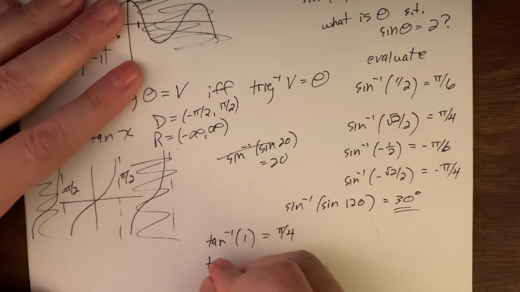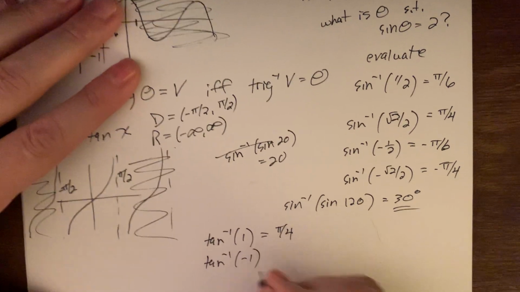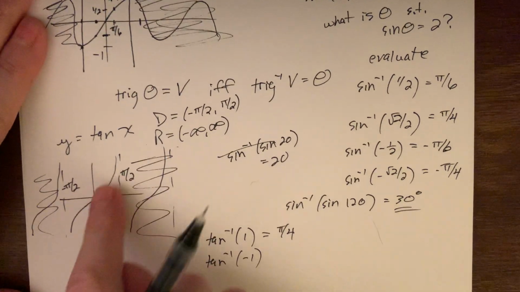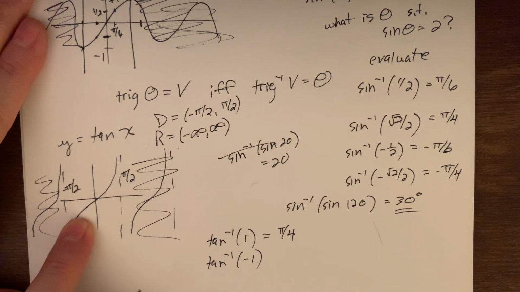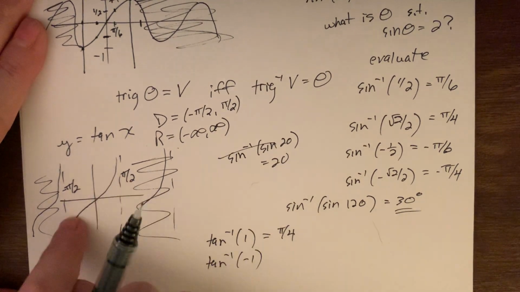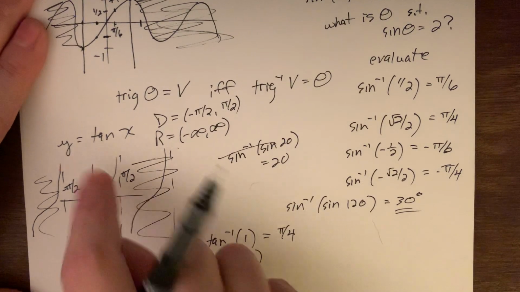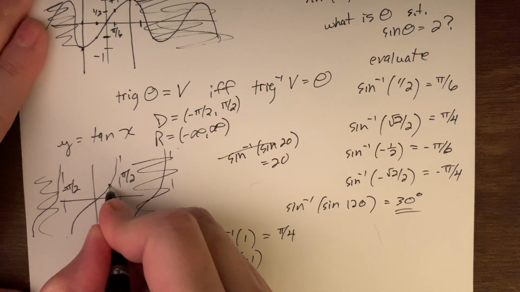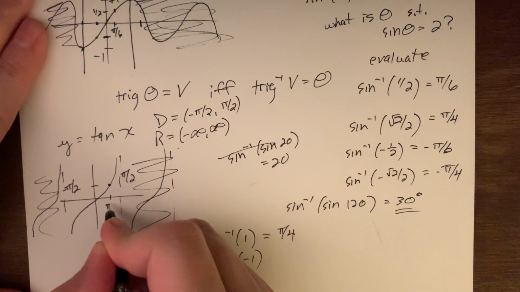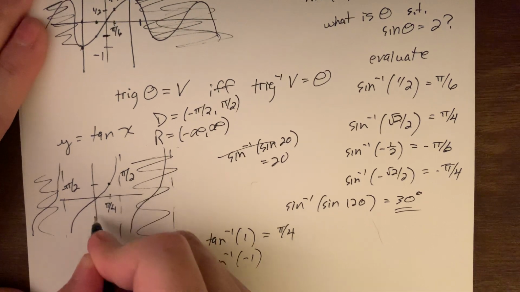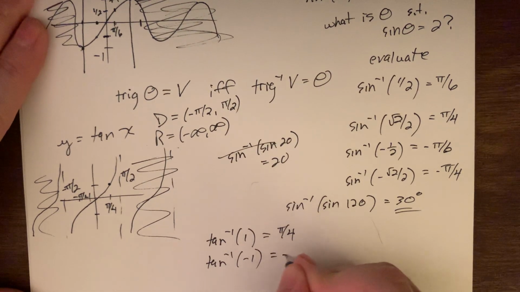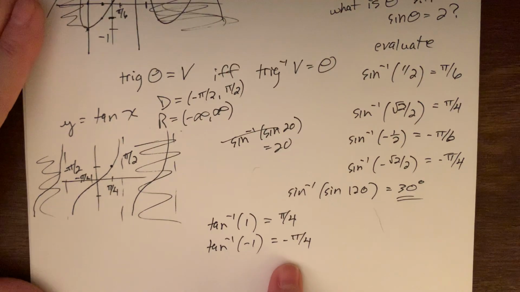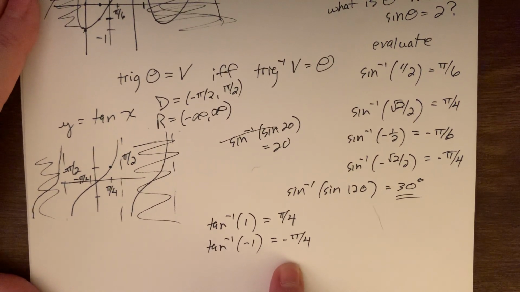But now, what if it's inverse tan of negative 1? This has the exact same property. The negative 1 over here would be, talking about symmetry, a reflection across the origin from the value of 1 that we had here. So if 1 went with pi over 4 here, well then negative 1 goes with negative pi over 4 here. Exactly the same as we saw for sine.